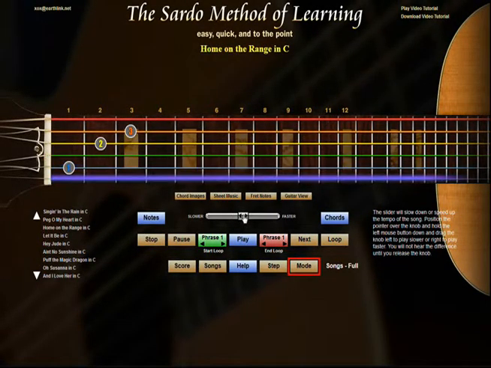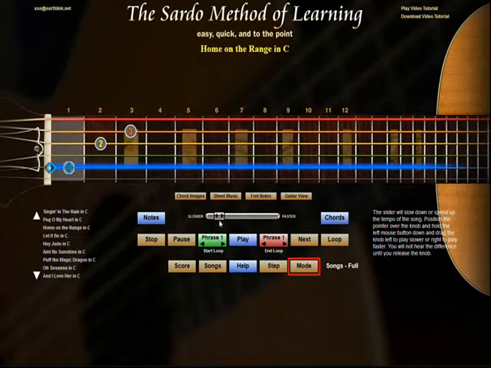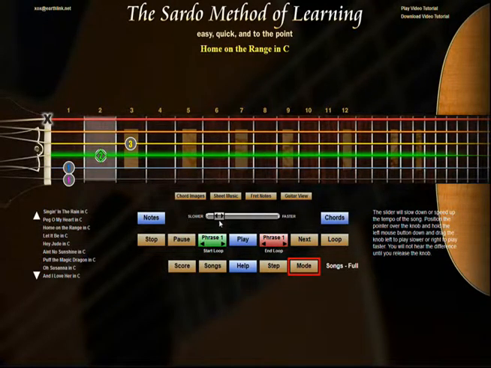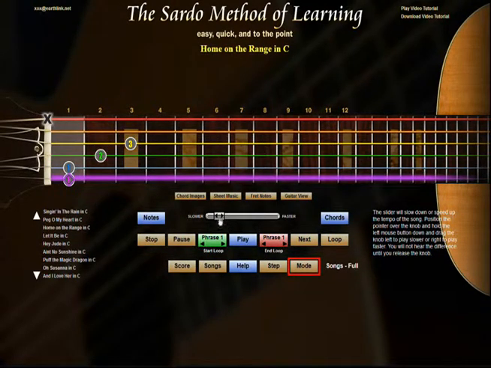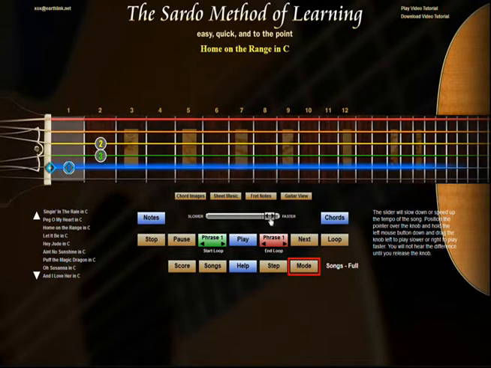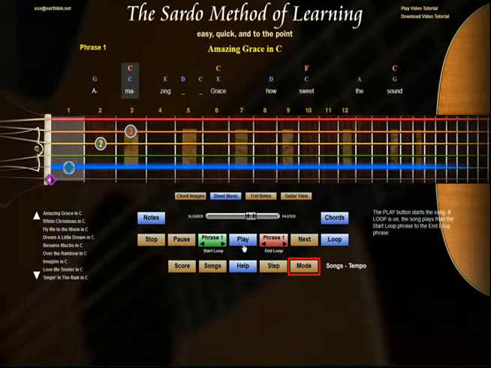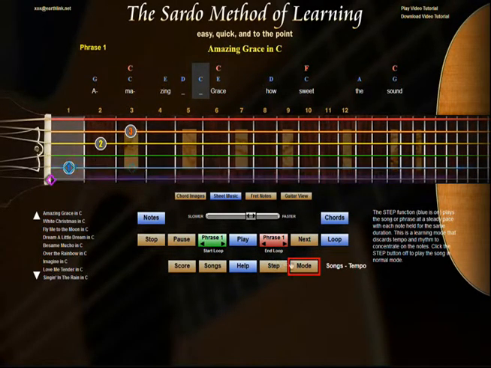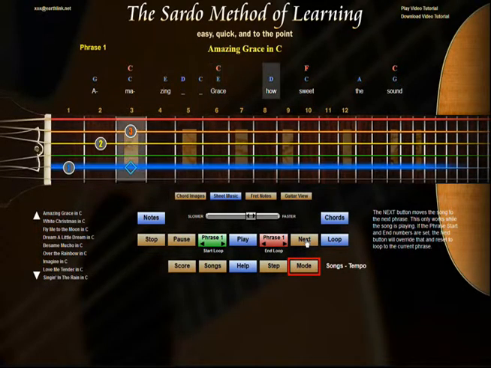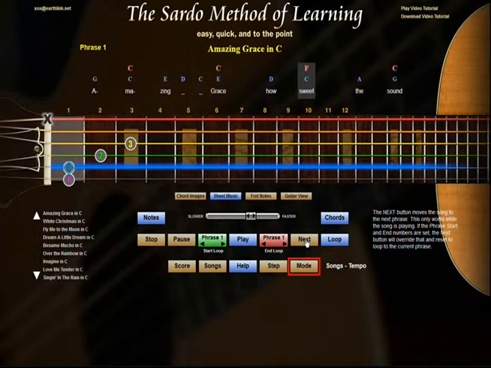The tempo slide control allows you to select the speed at which any lesson or song or topic plays. Play, pause, and stop do just that. The next button is your master control that lets you choose when you're done with the current topic.